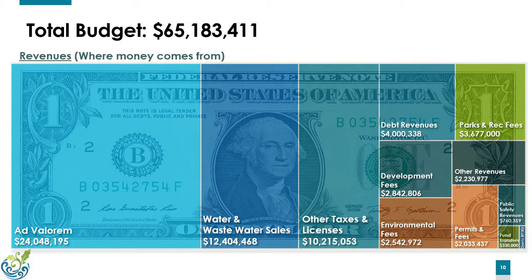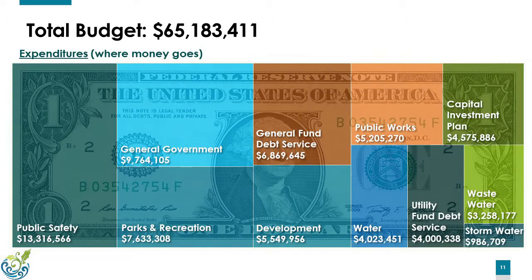Most of those funds come from ad valorem or property taxes. You see close to $24 million. Next are water and wastewater sales, and then other taxes and licenses, most of which is comprised of sales taxes in this particular category. But then you also see the other categories of various revenues that make up the total $65 million.